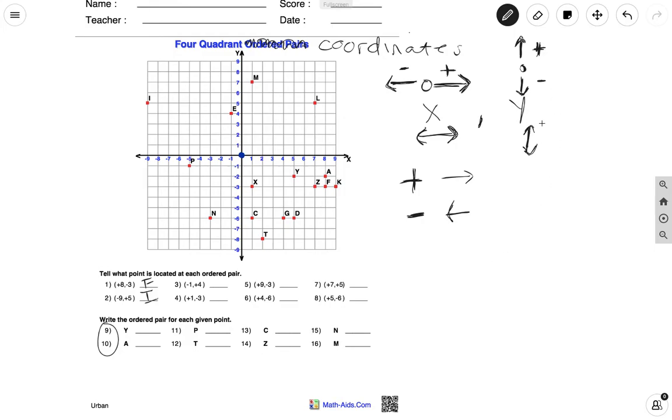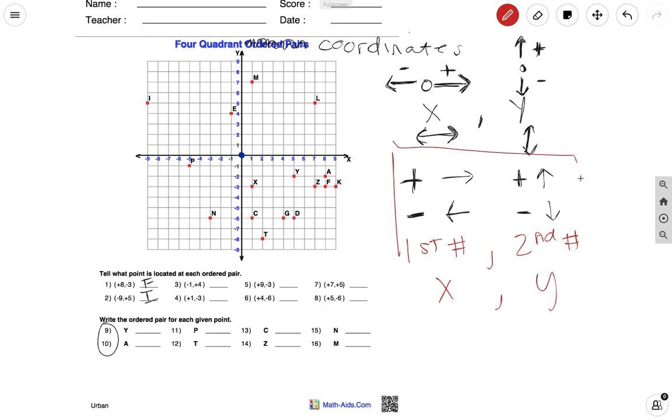And for your second numbers, if you have a positive second number, you're going to go up. And if I have a negative second number, I'm going to go down. So just follow those rules. First number, comma, second number, also known as your X or your Y. Okay, so just try to follow these rules for all of these problems.